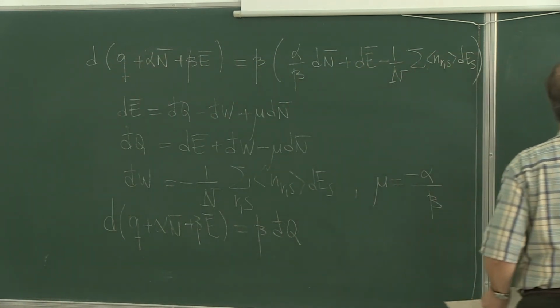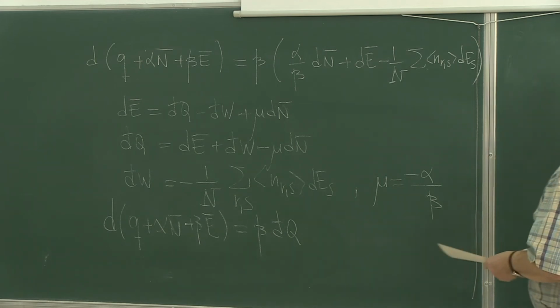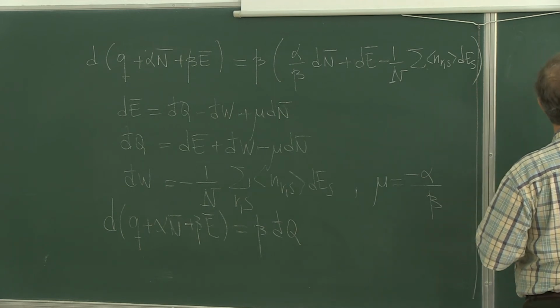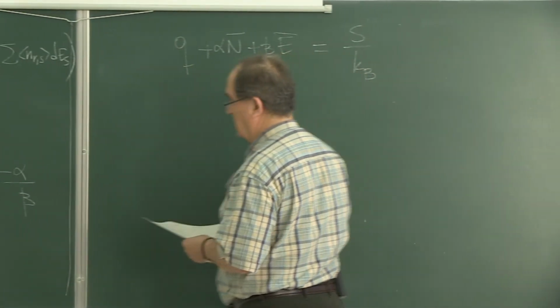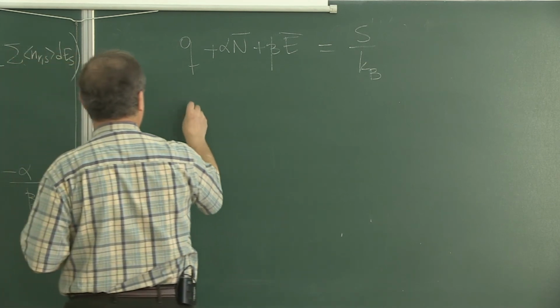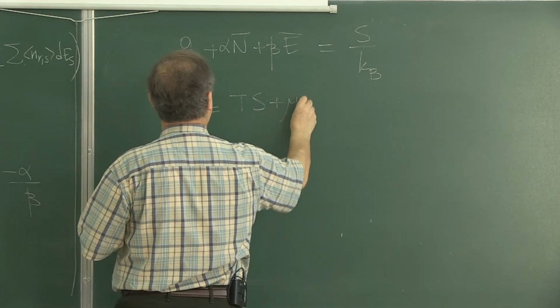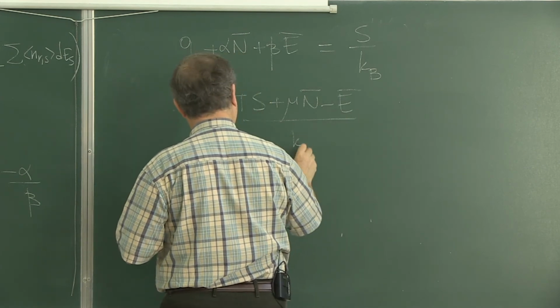Or, here comes the thermodynamics. Q plus alpha n bar plus beta E bar is nothing but entropy in units of kB, or Q is nothing but Ts plus mu n minus average energy over kBT.